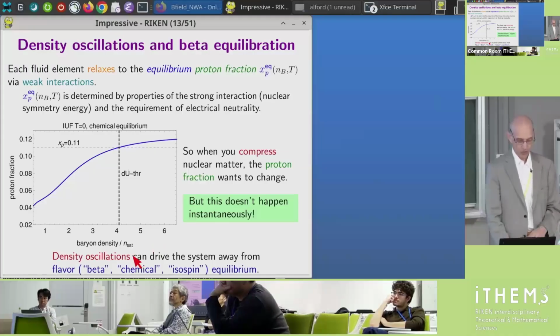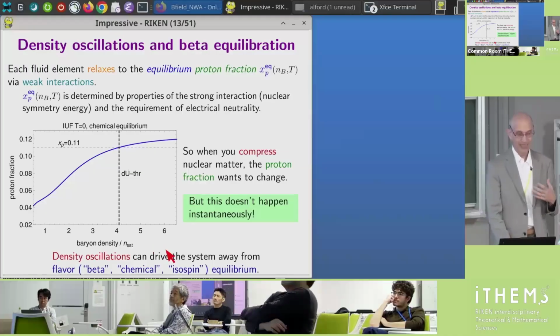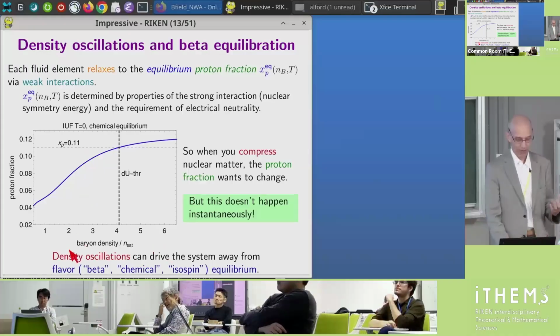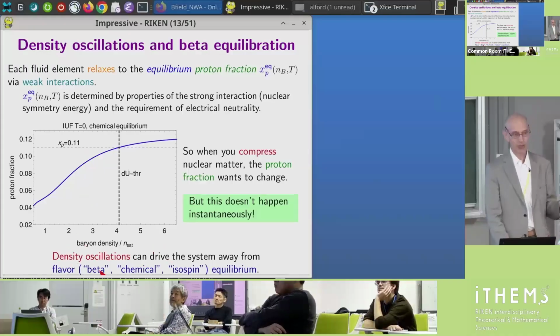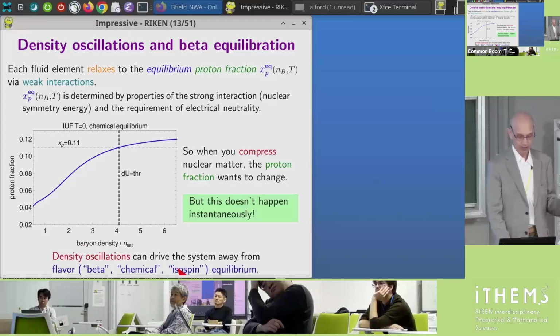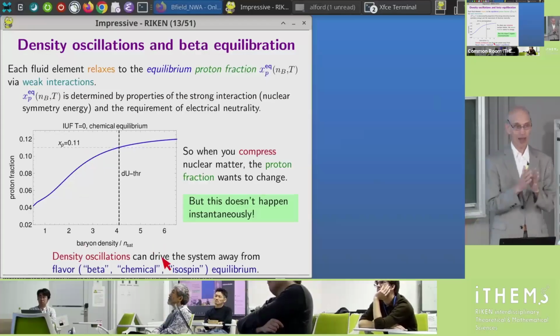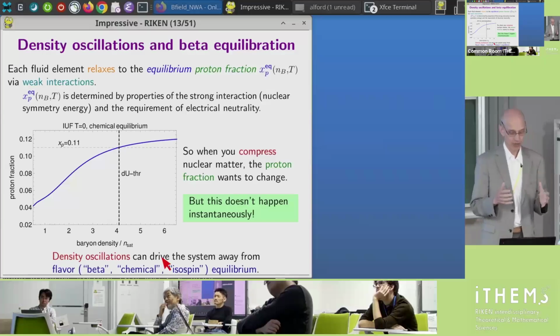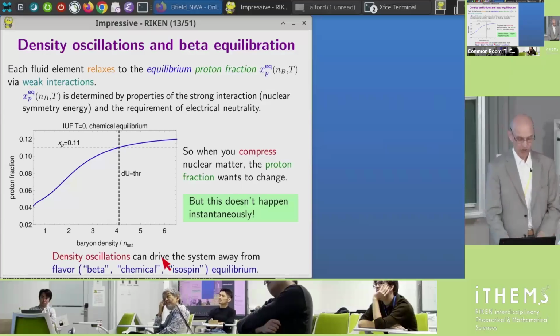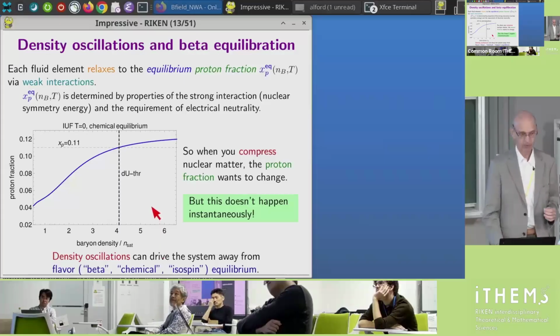So the idea is that density oscillations can drive the system away from the equilibrium proton fraction. They drive it off this blue line, and that has different names. People call it beta equilibrium or beta equilibration, chemical equilibration, isospin equilibration, flavor equilibration. These are all names for the same thing, getting the proton fraction back to its equilibrium value after you've compressed or uncompressed a fluid element such that it's no longer at the equilibrium value. So that's how flavor comes in.